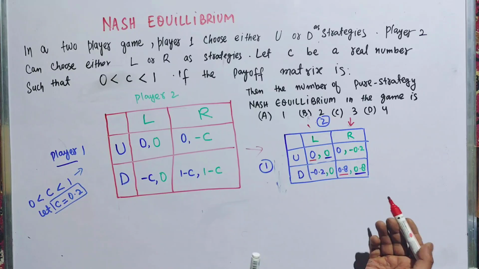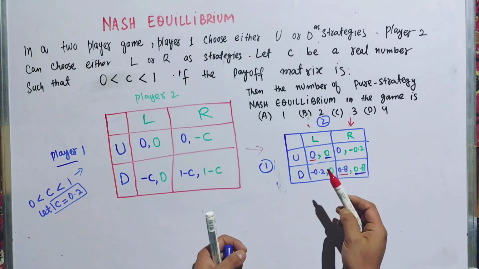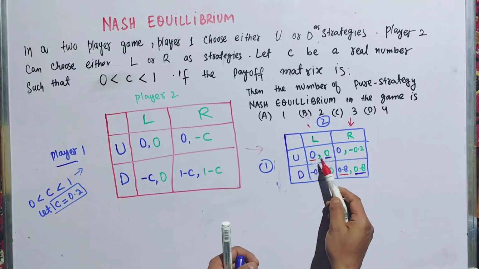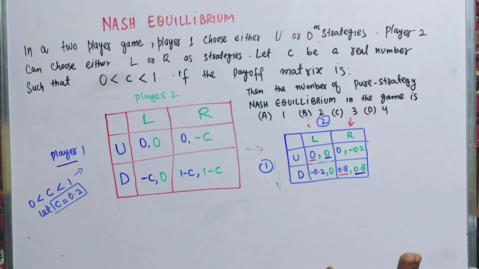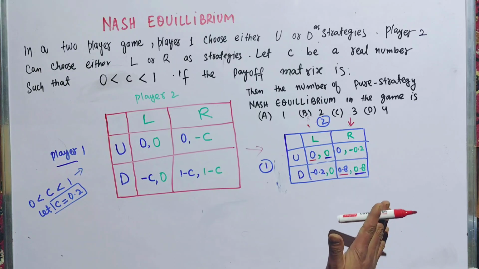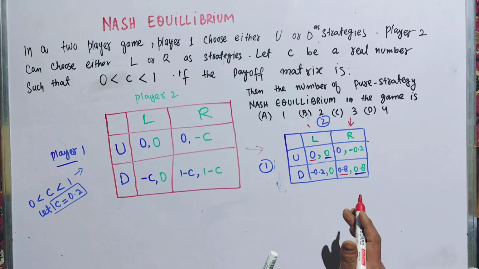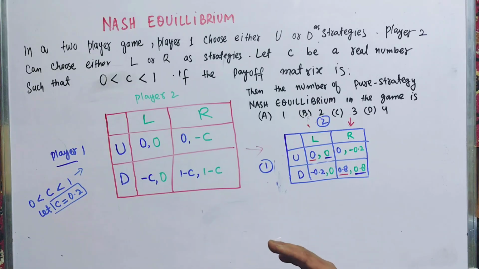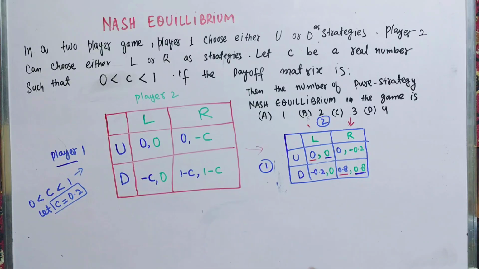Now what are the Nash equilibria here? There are two Nash equilibria. Nash equilibrium occurs when both the elements in a cell are underlined. So in this case we will have two pure strategy Nash equilibria. By Nash equilibrium what we mean is a set of strategies that players act out with the property that no player benefits from changing their strategy. I hope I make myself clear in this video.